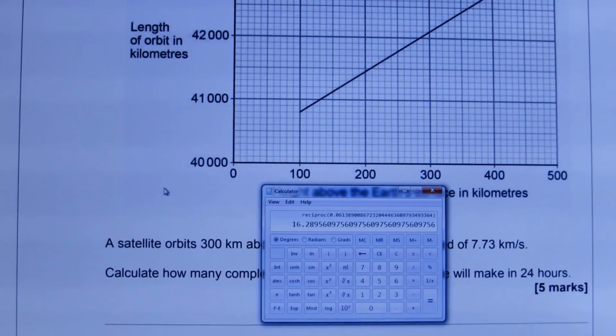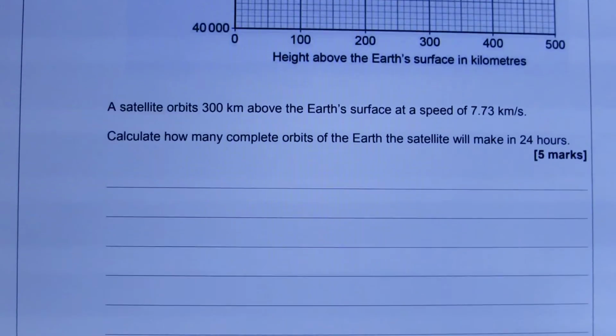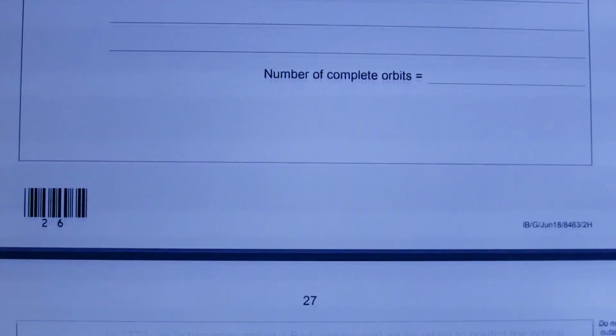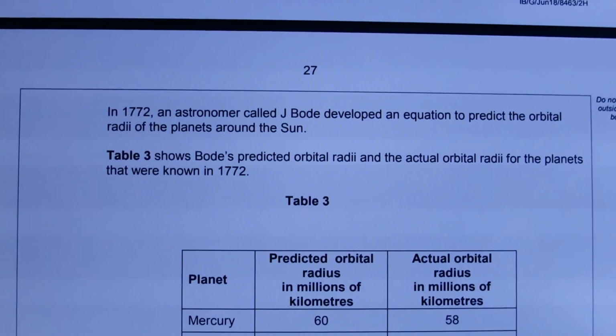16 times 1.5, which is how many hours there are in an ISS orbit, is 24. Oh yeah, it is the ISS-ish. It's not quite right, but no. In 1772, who cares? This is physics, not history.